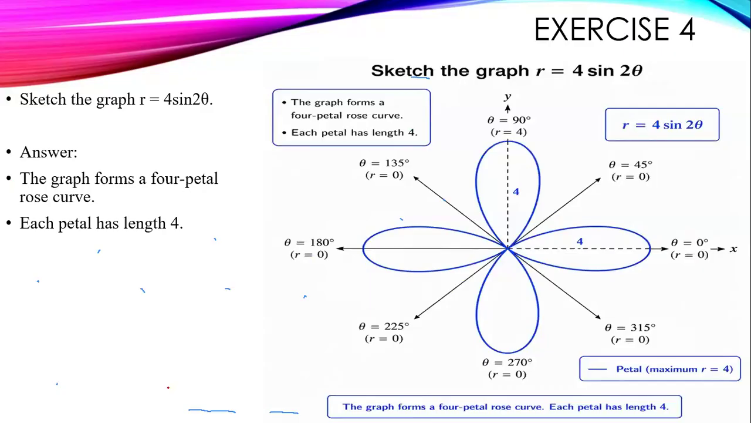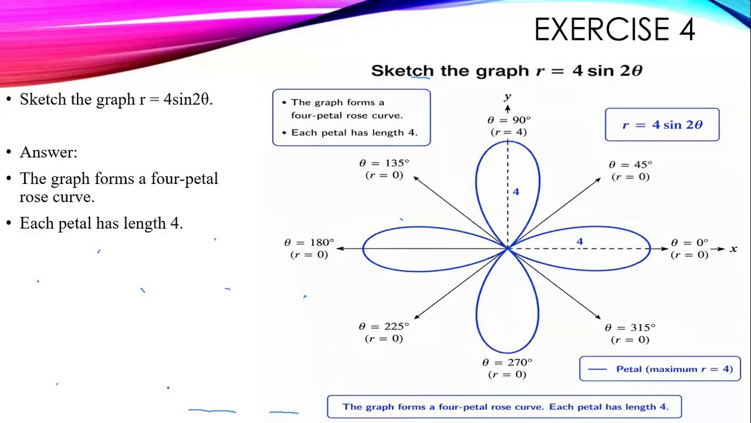Now we have to sketch the graph. r is equal to 4 sine 2 theta. This equation was mentioned before. So that 4 now, each petal has the length of 4. That determines how many petals are going to be on our graph.